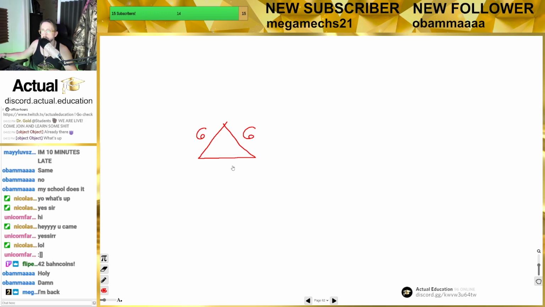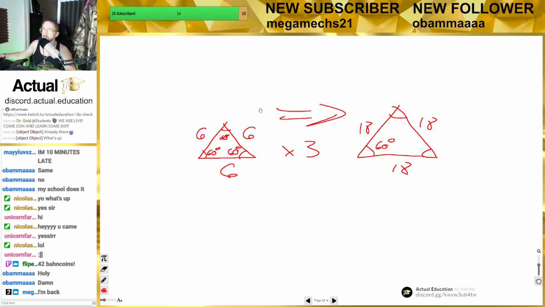So let's say we have an equilateral triangle, 6, 6, 6, where everything's 60 degrees. I could make this triangle bigger by just multiplying all the sides by the same number. Let's say I multiply everything by 3. Now it's 18 by 18 by 18. These two triangles are similar because they have the same angles, 60, 60, 60. The only difference is the side lengths. This is called a scale factor. Have you seen the word scale factor before?